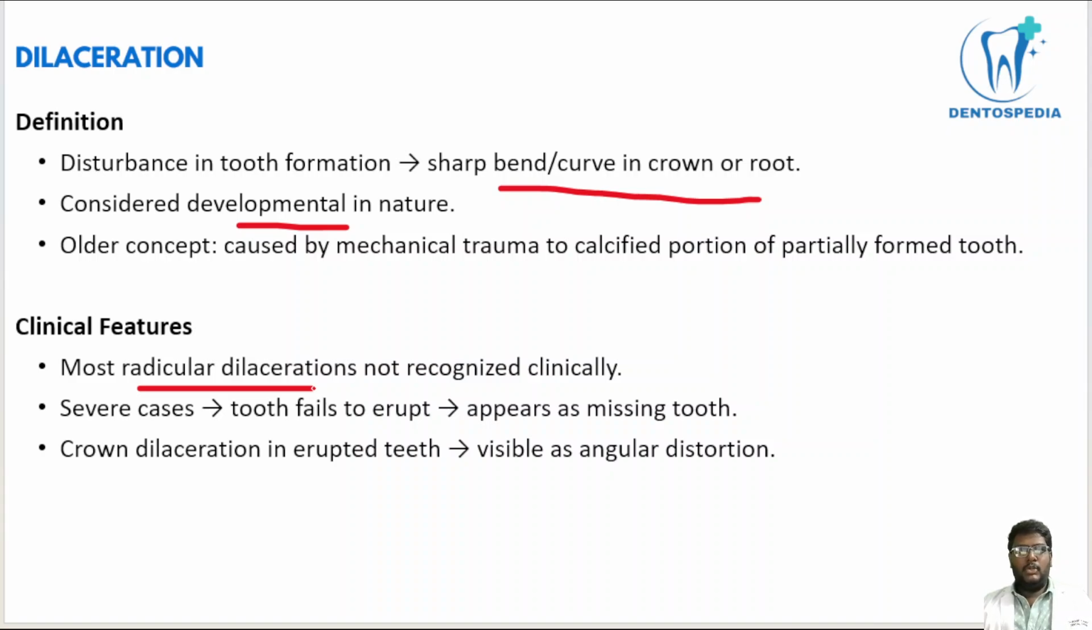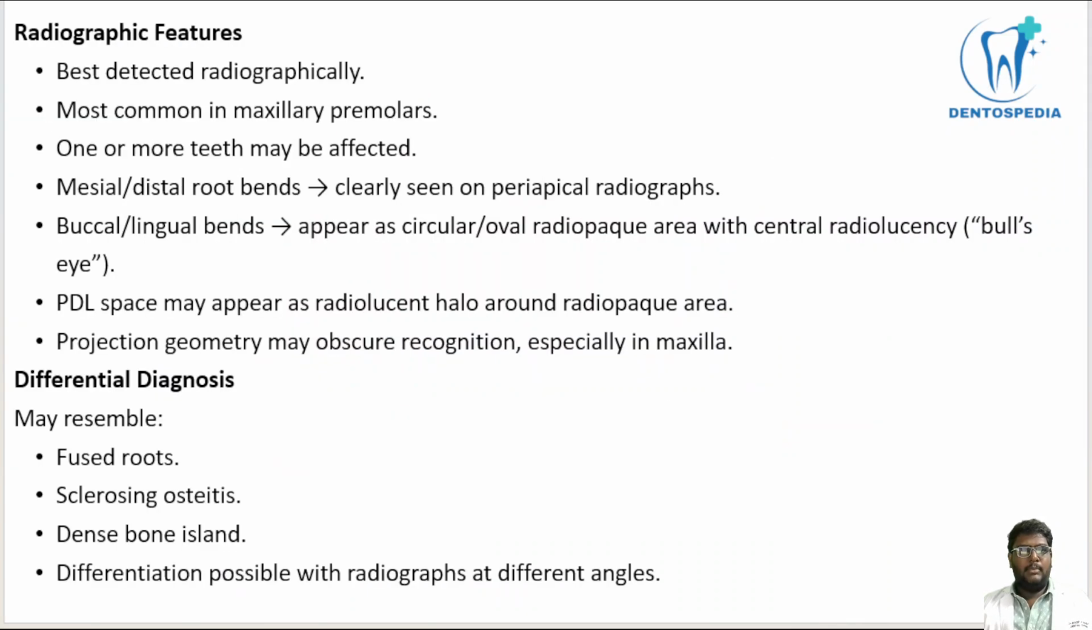So during routine examination we can find this kind of dilacerated roots, and these are best detected radiographically, and the most commonly affected teeth are maxillary premolars. Okay, and all the rest of the structures are normal, right? The PDL, the bone, all will be normal.